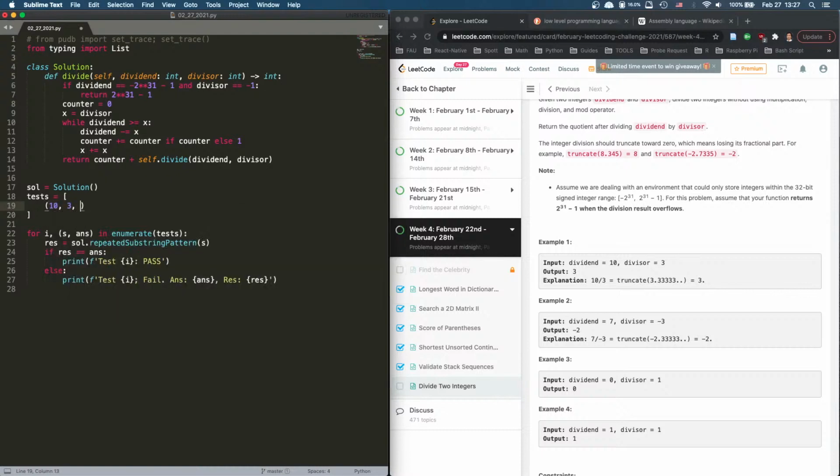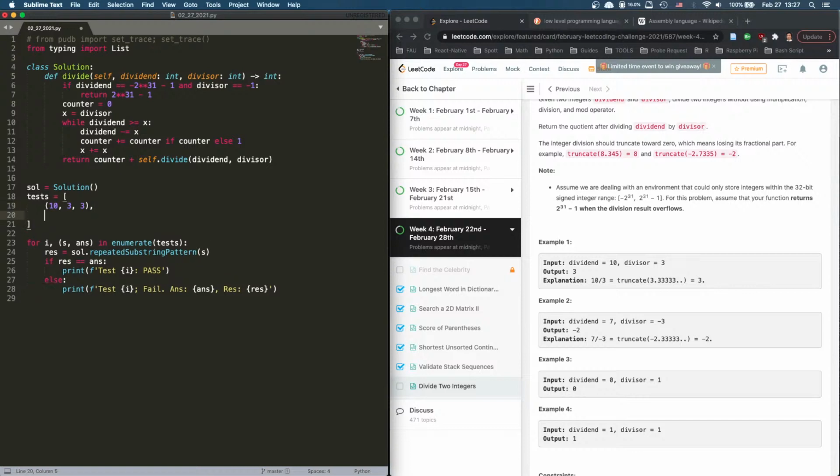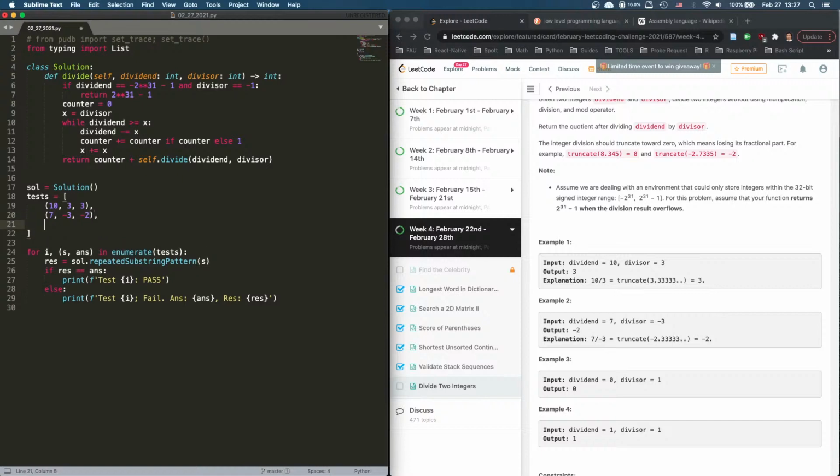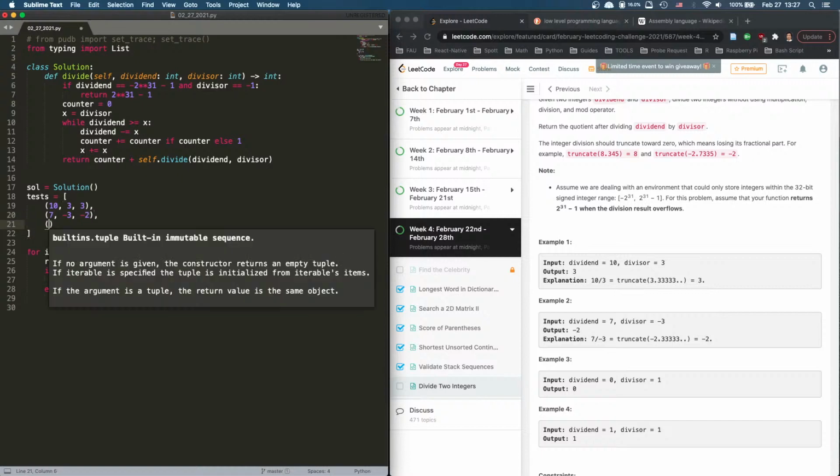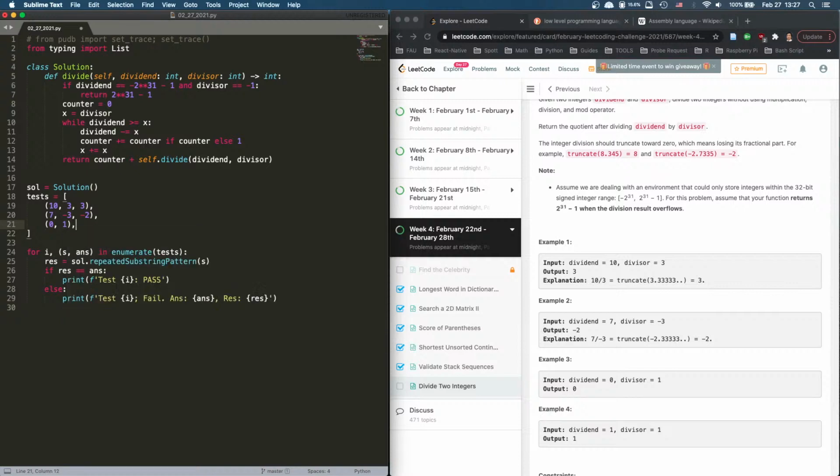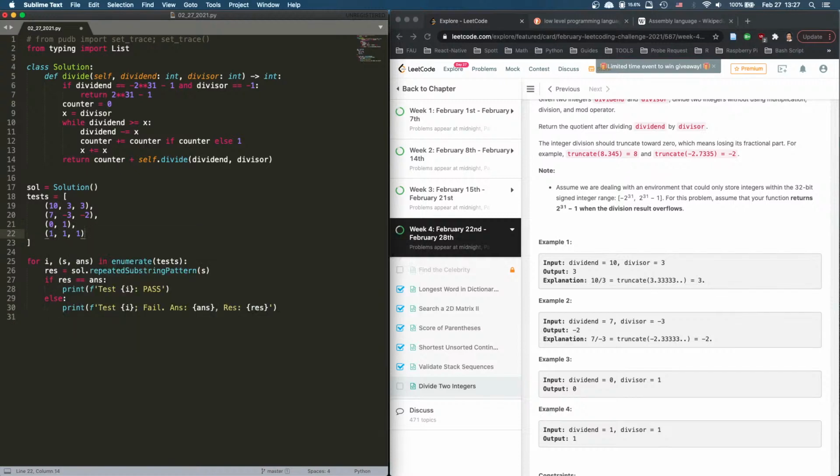Let's try. 10, 3 has to return 3. 7 minus 3 has to return minus 2. Oh, we haven't even considered that yet. My God, this is not looking well. And 1, 1 is going to be 1. Now we haven't even considered the minus situation yet. Man. How do we do this?